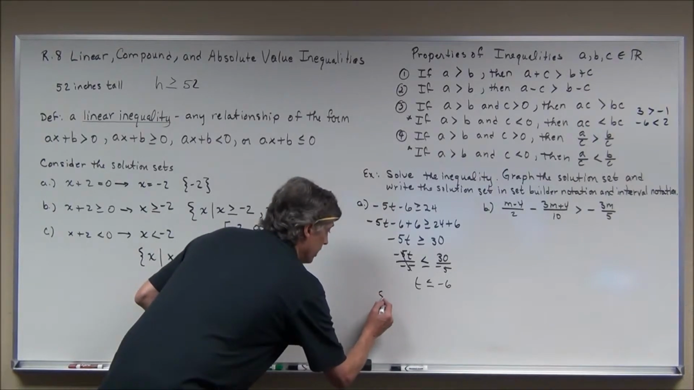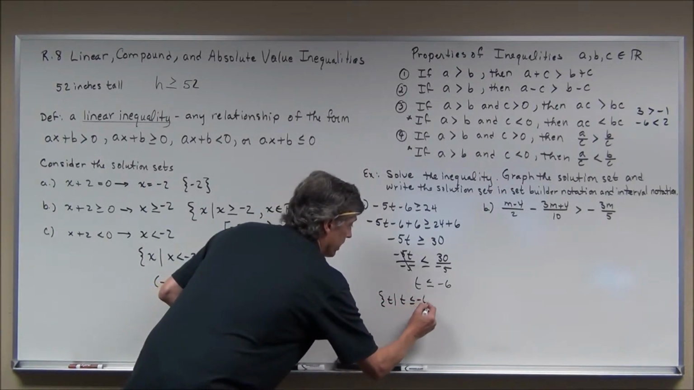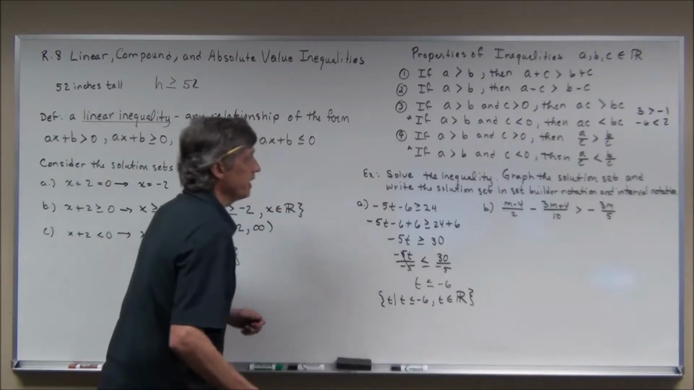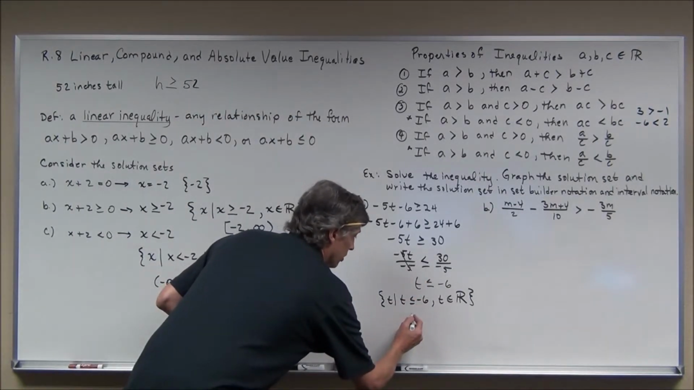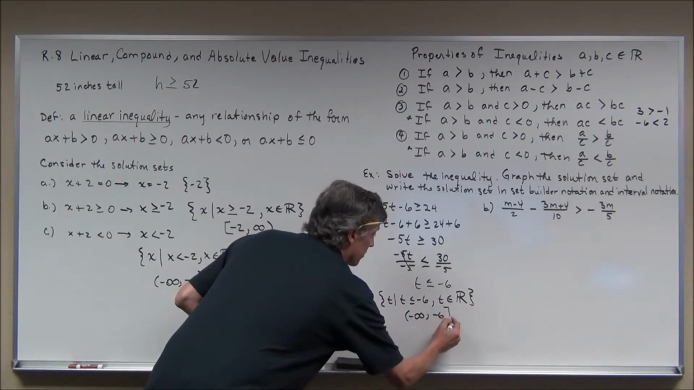So in set builder notation, this would be the set of all t such that t is less than or equal to negative 6 and t is an element of the real numbers. But in interval notation, we have t is less than or equal to negative 6. That's going to look like negative infinity, negative 6 with a bracket.